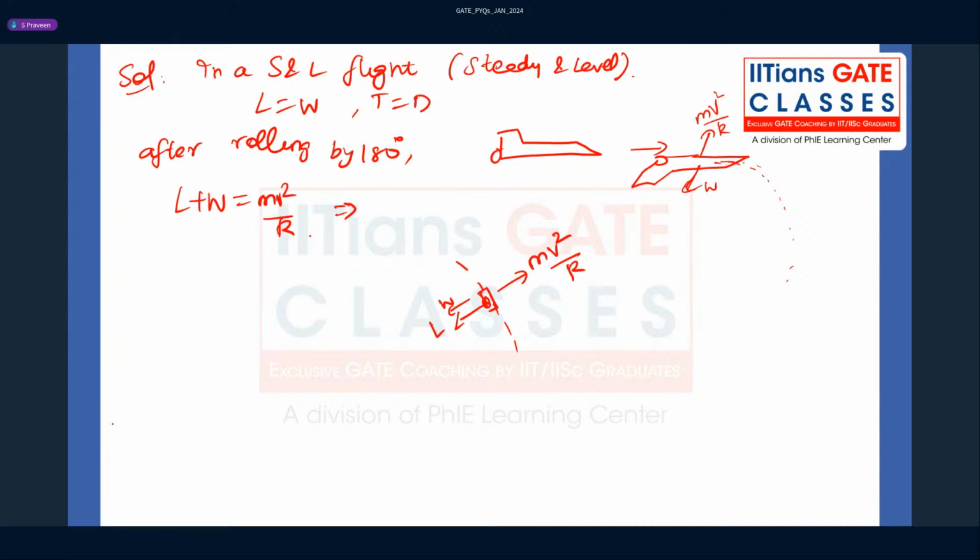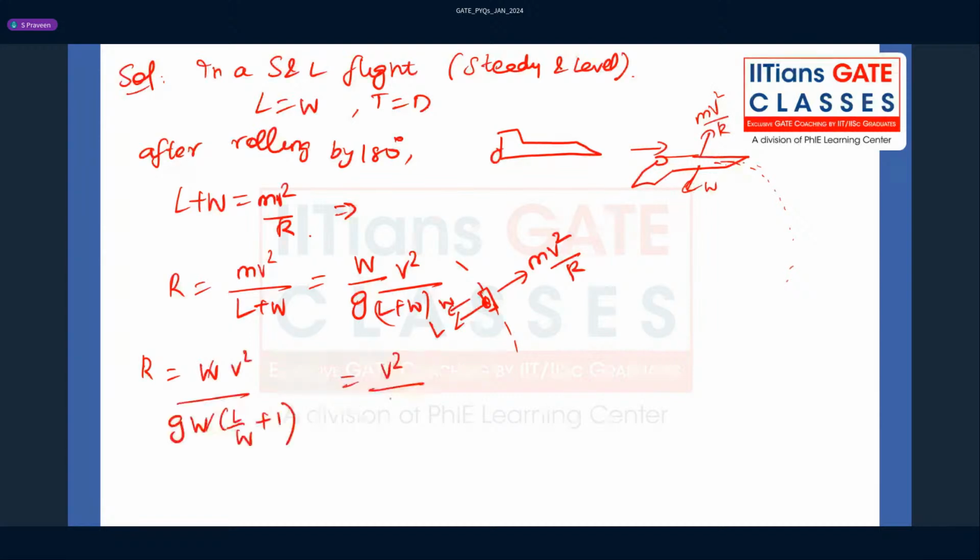Let's simplify this. R would become mV square by L plus W, right? So m can be written as W by g, V square by L plus W. Let's take that W outside from the denominator as well. W gets cancelled, so what you have is V square by g times L by W plus 1.